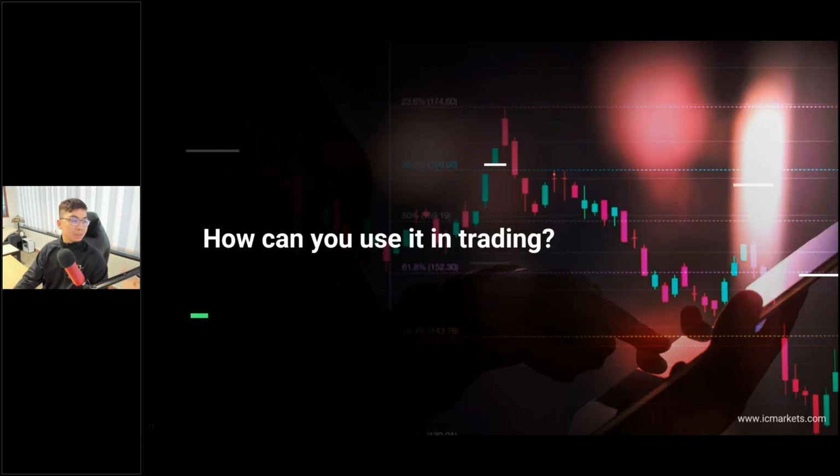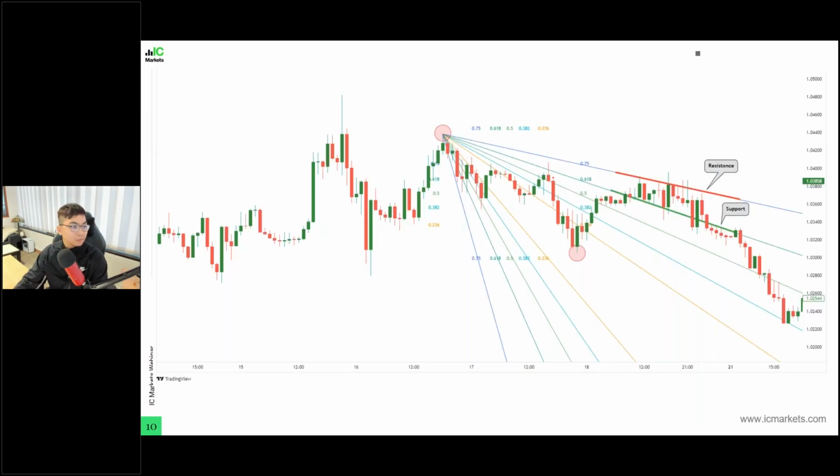So how can we use it in trading, and how do we interpret it? So as I mentioned earlier, they can be drawn to identify potential resistance and support. So the red color line, resistance and support. So it's only used to do that.